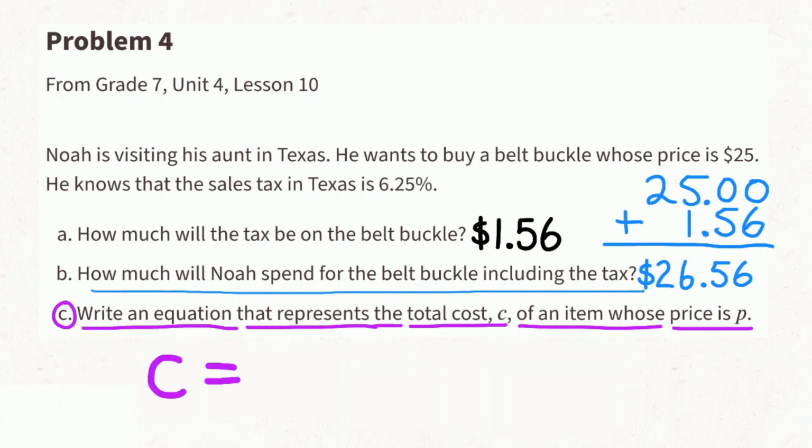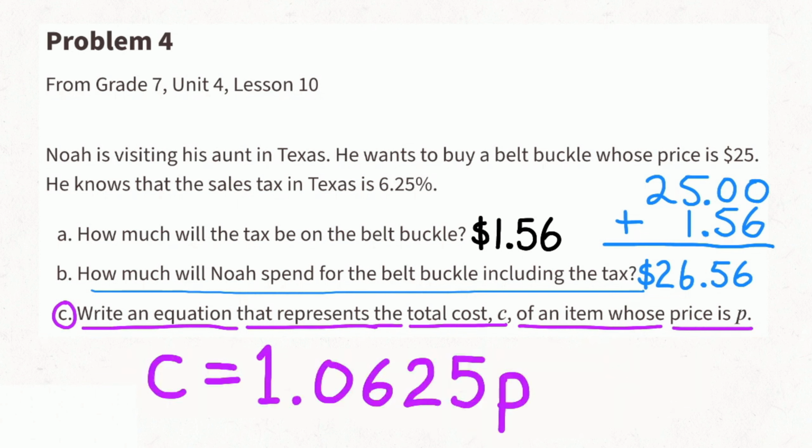C. Write an equation that represents the total cost, C, of an item whose price is P. The total cost equals, or C equals, 1.0625 times P. The 1 represents one belt buckle times its price, P, and the 0.0625 represents the tax rate times the price of the item.